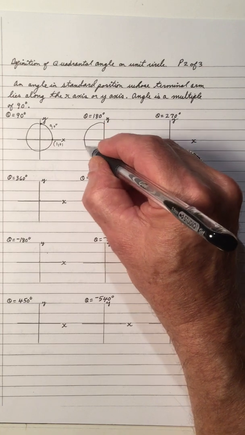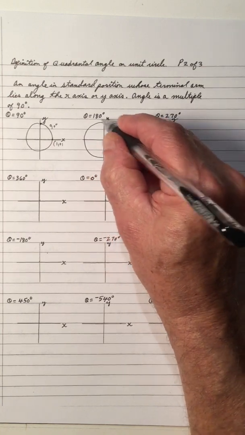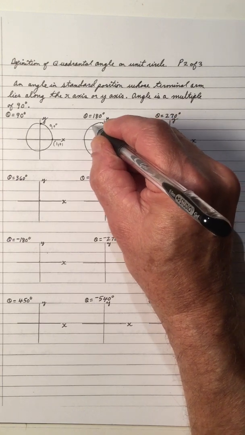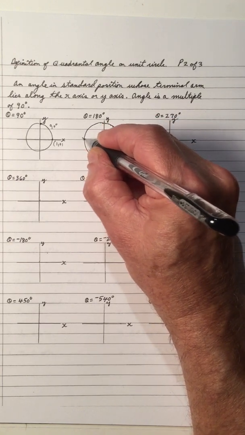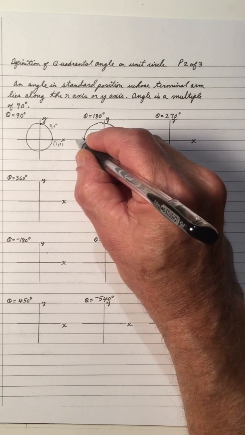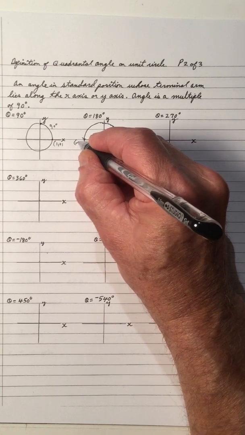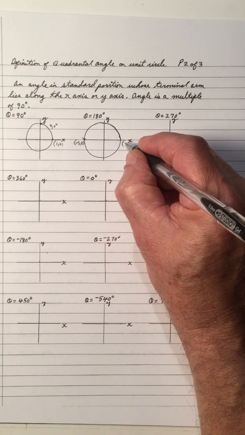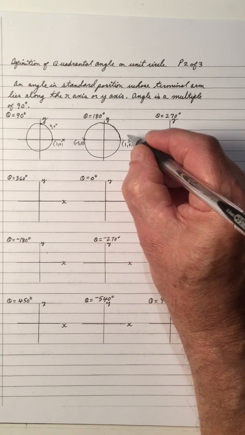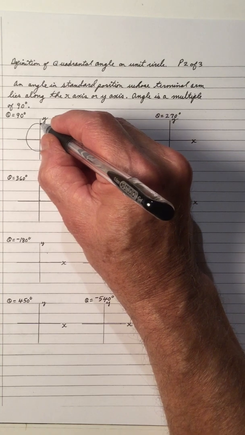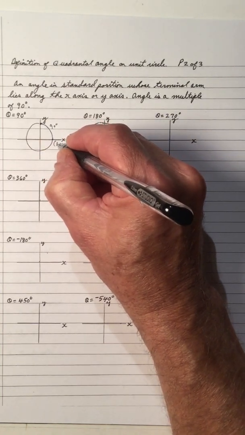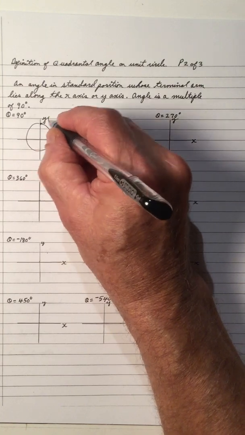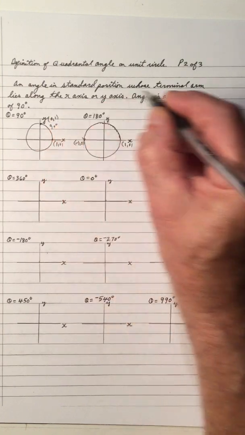180 degrees, let's draw another circle. So we rotate 180 degrees from here, and we stop right here. So this point is -1, 0, and we rotate it from x is 1, y is 0. When we rotate 90 degrees from 1, 0, we end up right here. At this point, x is 0, y is 1.